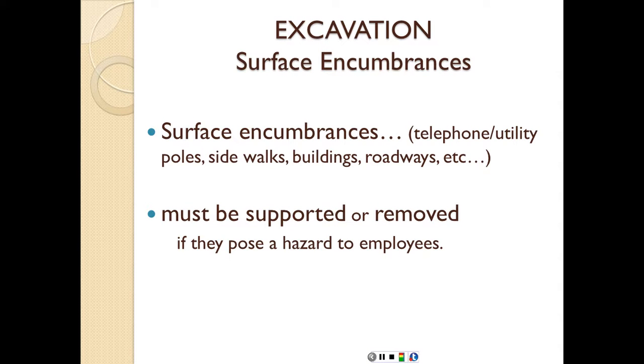Surface encumbrances include telephone, utility poles, sidewalks, buildings, roadways, etc. They must be supported or removed if they pose a hazard to employees. It happens sometimes when you excavate, especially for mass excavation and deep excavation, that you might find that the adjacent buildings or structures are starting to crack or tilt or even, in excessive cases, collapse. Why? Because the stress distribution goes in something called the stress bulb, which goes at something like a 45 degree angle. So even if you're not digging directly underneath the building, the stress coming from the foundations of the building exists in the soil that you have removed. So by removing that soil, the load from the building is not distributed properly anymore, so that causes the building to lean or even to collapse. So this is definitely a danger. That's why you have to support the sides of the excavation to carry the load from the adjacent buildings.